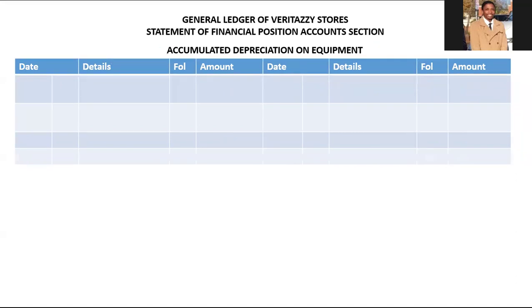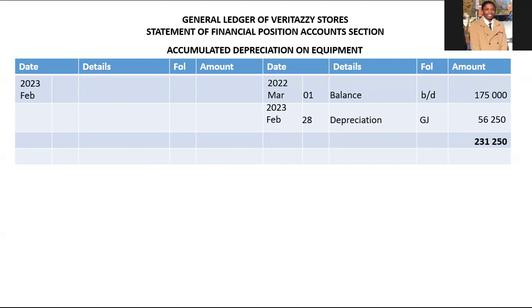Similarly, on equipment, we are going to do the same principle, balance of accumulated depreciation on equipment at the beginning. It was 175. We're going to increase it by the depreciation for the current year from the general journal, which was 56,250, taking our accumulated depreciation up to 231,250. Which will become our balance carried down as well as our balance brought down.